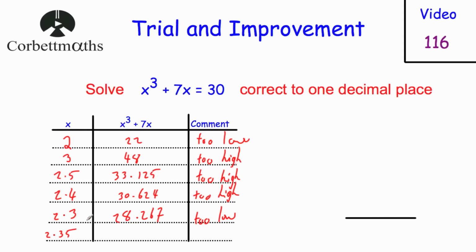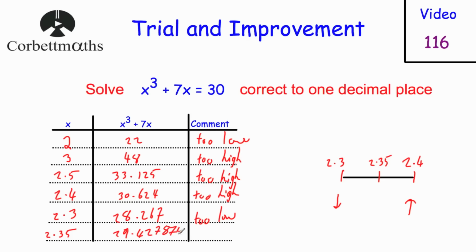I'm just going to do a little sketch here, and I like doing these sketches for trial improvement questions. We know that 2.3 is too low, and we know that 2.4 is too high. So we know our answer is going to be somewhere in between these. If we do 2.35, we'll be able to find out whether our answer is on this side or this side. So let's try 2.35. 2.35 cubed plus 7 times 2.35 gives an answer of 29.427875. But we wanted 30, so that's too low.